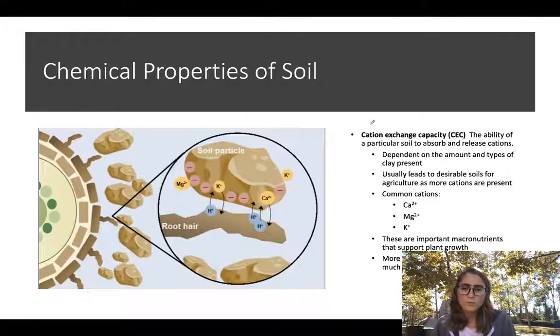So common ones that we're seeing: calcium, magnesium, potassium, and these are all macronutrients that are required for plant growth. So we care about these a whole lot. We want a really nutrient-rich soil, a really nutrient-rich inorganic portion of our soil, but we don't want too much water retention. So that's what cation exchange capacity is.